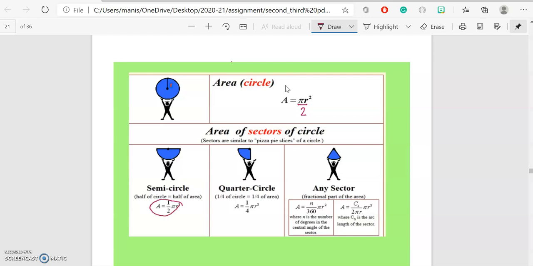Okay. Now if we divide the circle in 4, one section of the circle will be called a quarter circle. Since we are dividing the area by 4, it is pi r square divided by 4. Now if we are taking any fractional part of the area, this is called a sector of a circle. The formula for the area of a sector of a circle is n over 360 pi r square, where n is the number of degrees in the central angle of the sector.